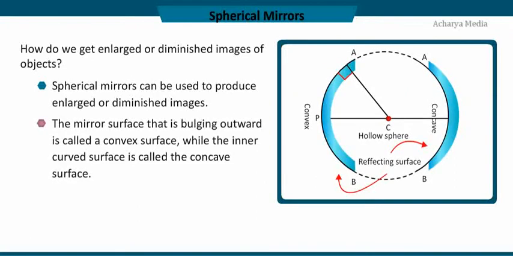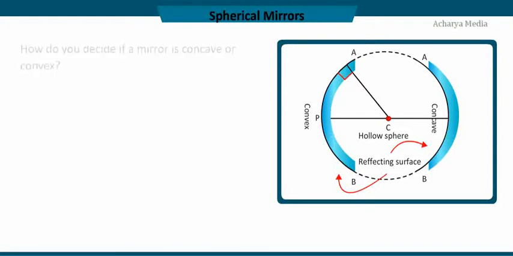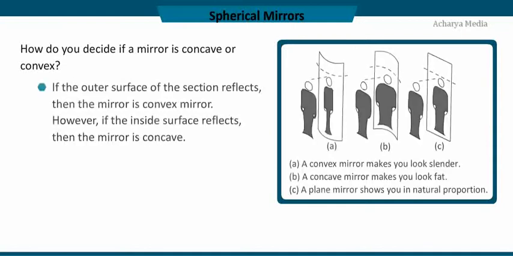The mirror surface that is bulging outward is called a convex surface, and the inner curved surface is called the concave surface. How do you decide if a mirror is concave or convex? If the outer surface of the section reflects, then the mirror is a convex mirror. However, if the inside surface reflects, then the mirror is concave. A convex mirror produces a diminished image, whereas a concave mirror produces both diminished and enlarged images.